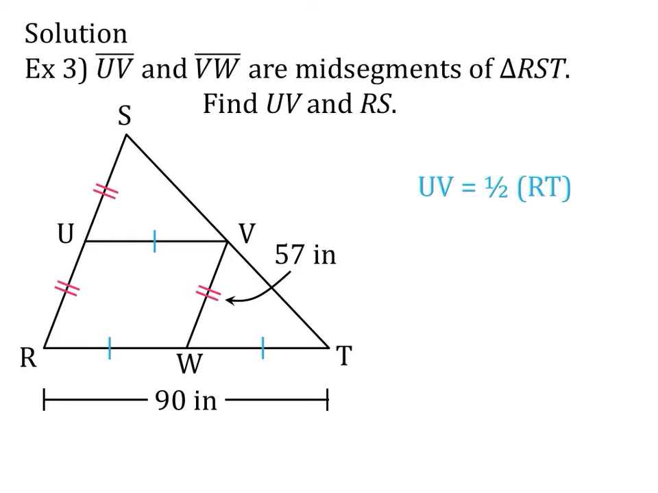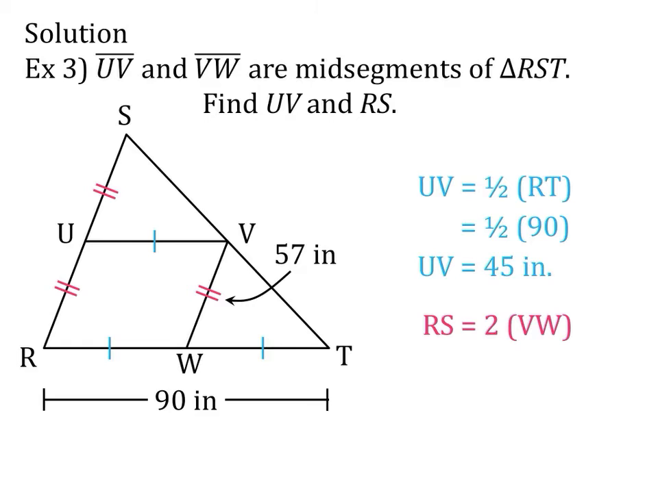All right, we know that UV is a midsegment, and we know that this midsegment is half the length of RT. So we first set up an equation with that information. Then we substitute, we know that the length of RT is 90, so we substitute 90 for RT. We work this out and we get UV is equal to 45 inches.